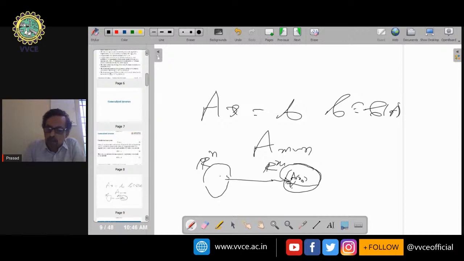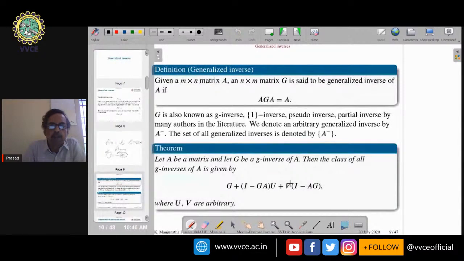So these are a few things that we come across when we deal with solving a linear system. Now, in this context, I define the generalized inverse.